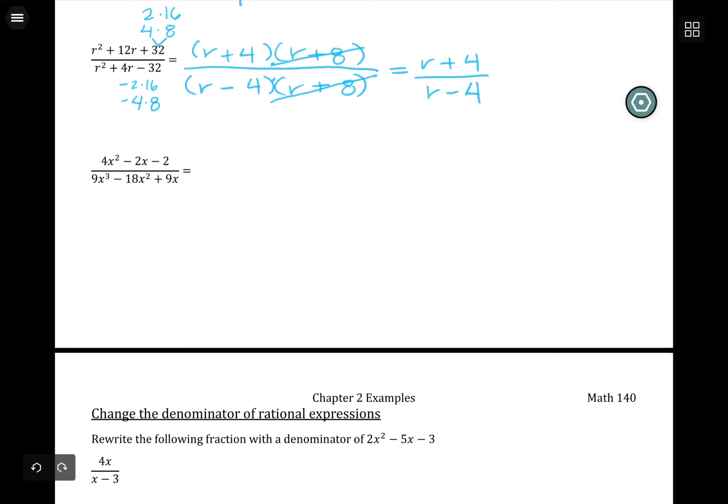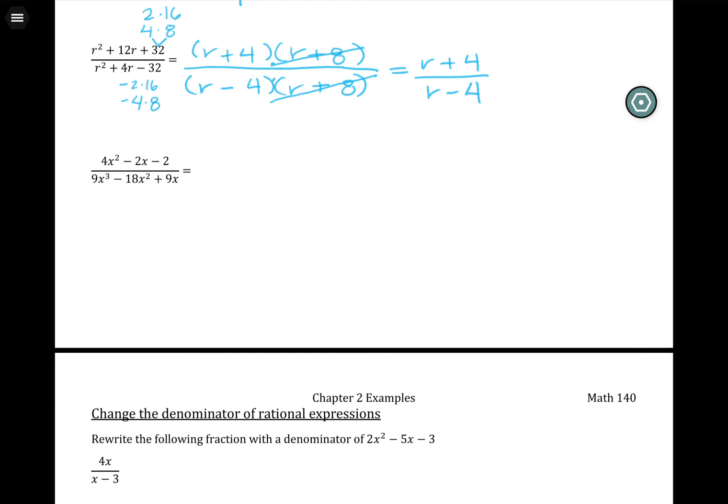Notice, as tempting as it is, that we should not be canceling the r and the 4, because now they're attached by addition and subtraction. And addition and subtraction are not inverses of division. They don't cancel each other out.